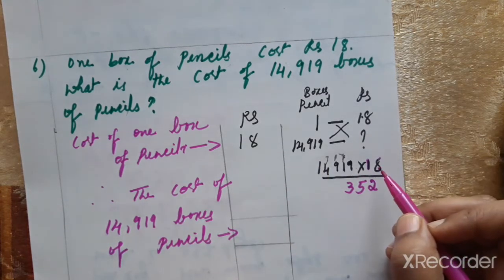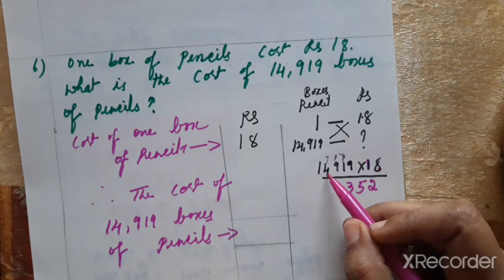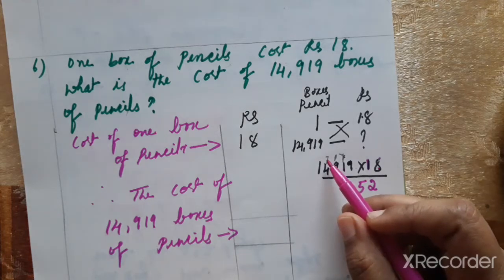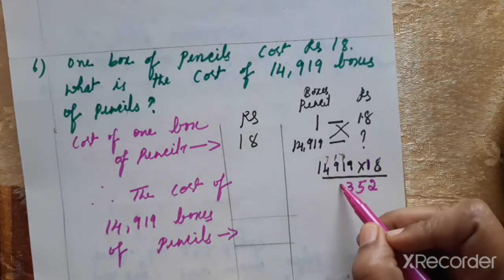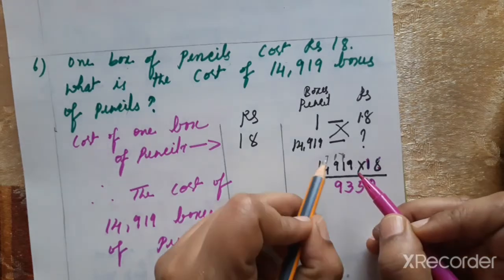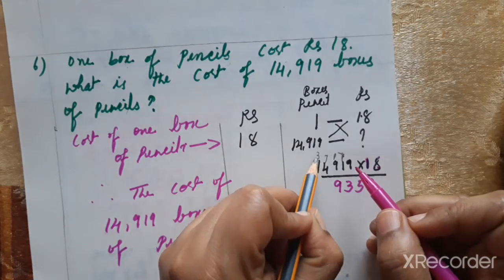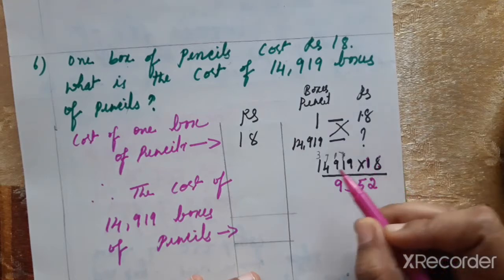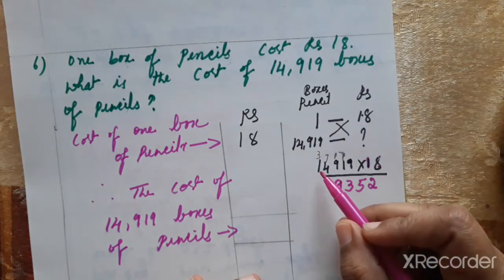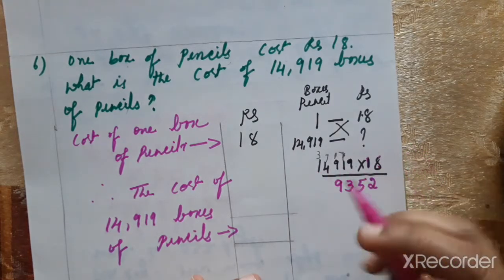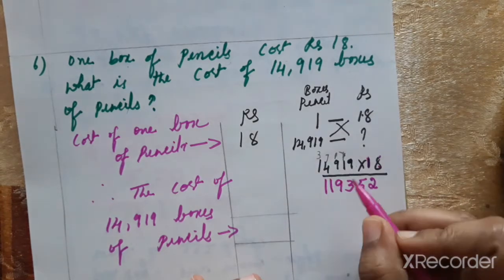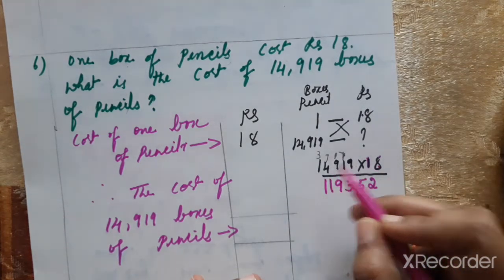Okay. Now 8 4s are 32. 32 plus 7 is 39. 39 means 9 we write, and 3 carry over to the next place. Now 8 into 1, 8 ones are 8. 8 plus 3 is 11. Okay, 8 is multiplied with each number.